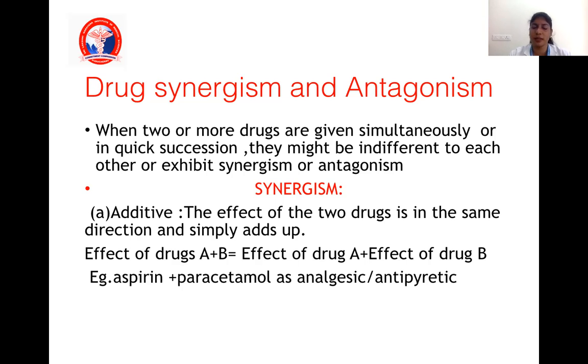What the human does, the drug also does in a similar way. Synergism has two types: one is additive, another is potentiation. Additive means that when you combine two drugs together, the effect is in the same direction and simply adds up. Effect of drug A plus B is equal to effect of drug A plus effect of drug B. Example: when you combine aspirin with paracetamol as an analgesic and antipyretic, the effect will be the same whether you give them separately or together. That is called additive synergism.